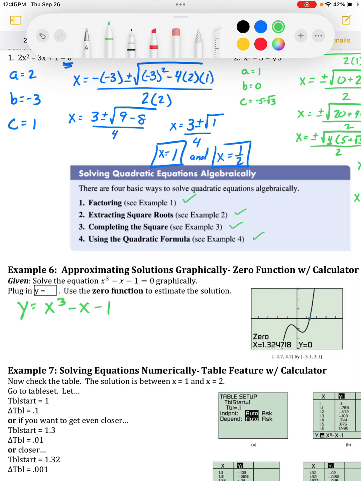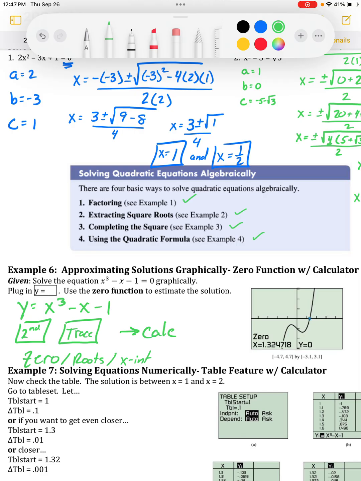And then we don't hit graph, we hit second and trace to go to calculate. I believe it's trace, because we want calculate, which should be written in blue above that. And then we're going to go down to the one where it says zeros. So we're looking for zeros. Maybe it says roots. Maybe it says x-intercept. But that's what we're looking for, the 0 or the root or the x-intercept.